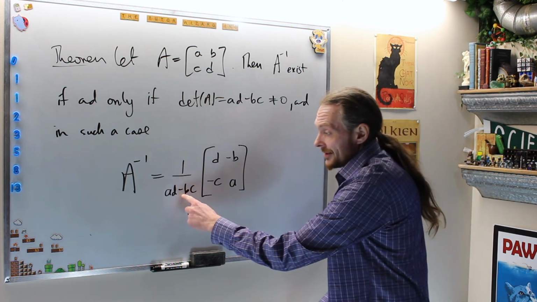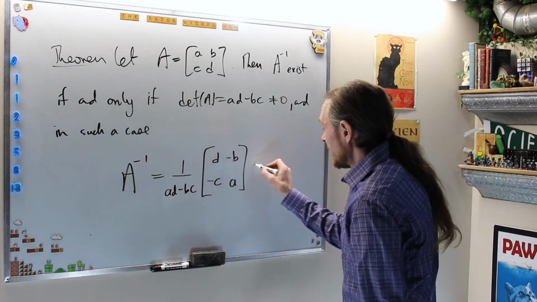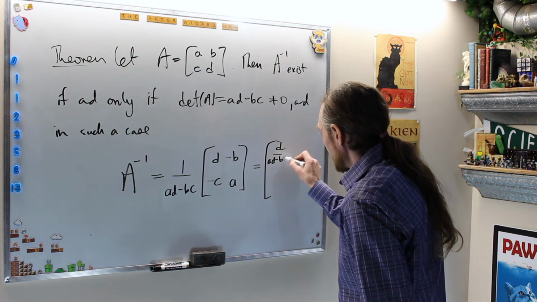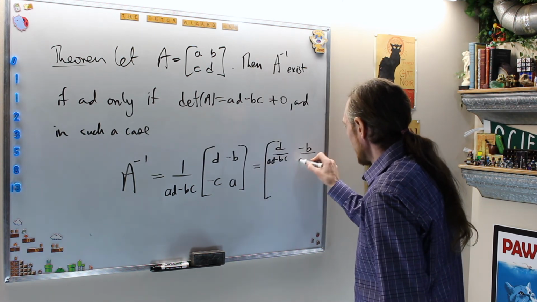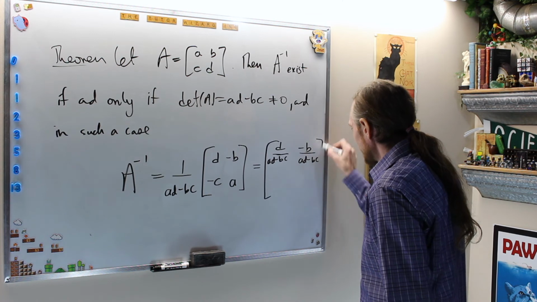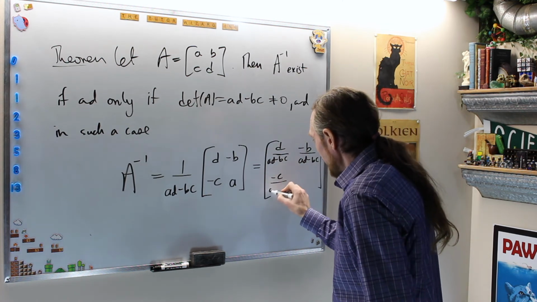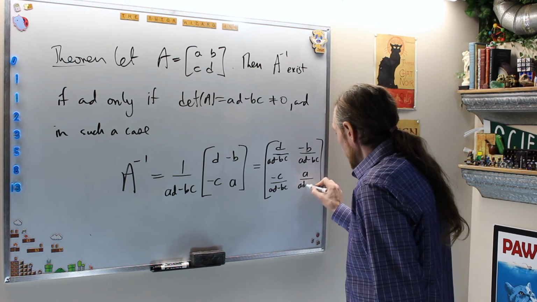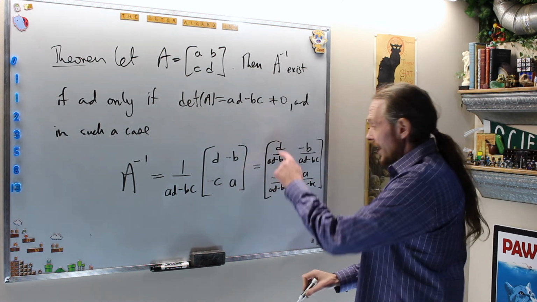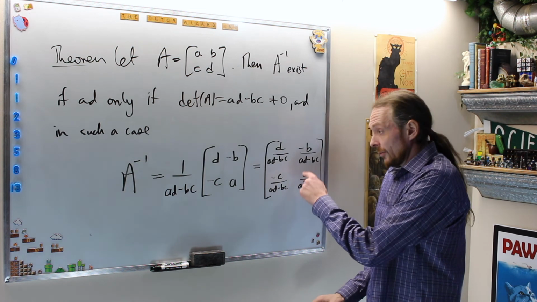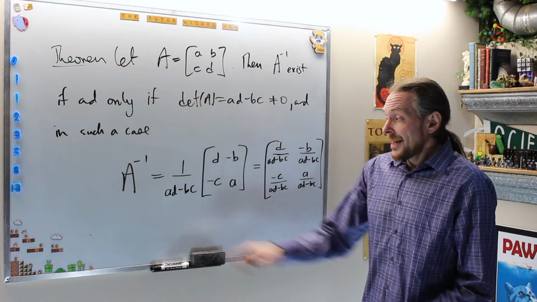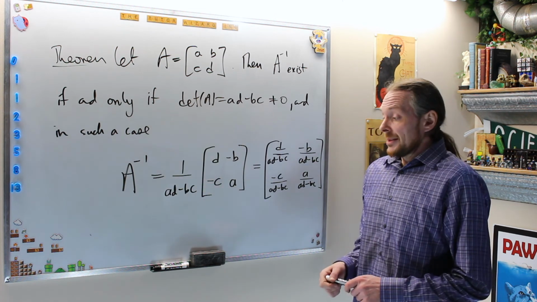Also, remember this is a number and we're scalar multiplying. So the real inverse is D over AD minus BC, negative B over AD minus BC, negative C over AD minus BC, and A over AD minus BC. This is the x1, x2, x3, x4 that we were looking for. That's the unique solution to that system. It happens if and only if AD minus BC is not 0.